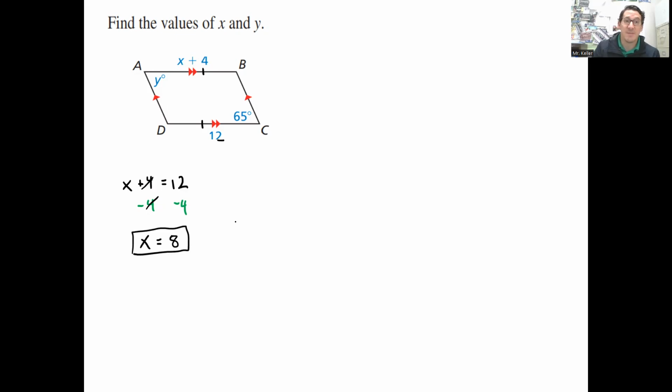Now we need to set up the same thing with the Y. Here, the opposite angles are the same measure. Nothing to solve on that one. So Y is equal to 65. Super easy. Done. All right.